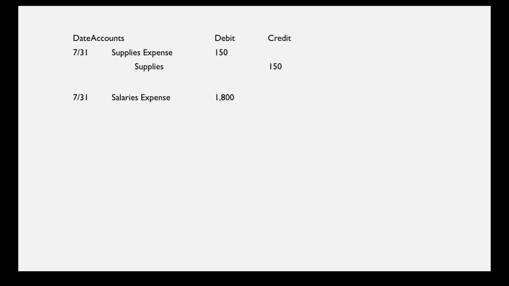Now, in the previous journal entries, when we owed money to a creditor, we just called that accounts payable. Here we have a more specific account for salaries, which we call salaries payable. So we will credit our salaries payable of $1,800.